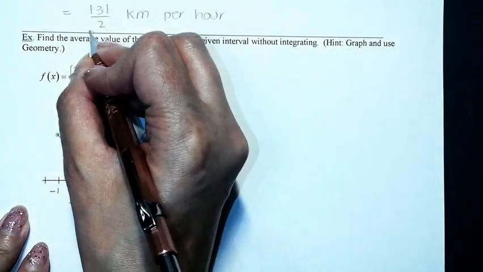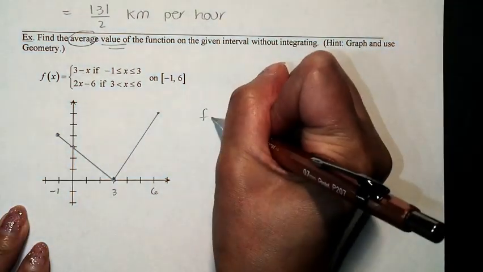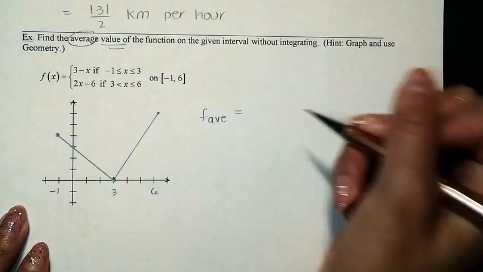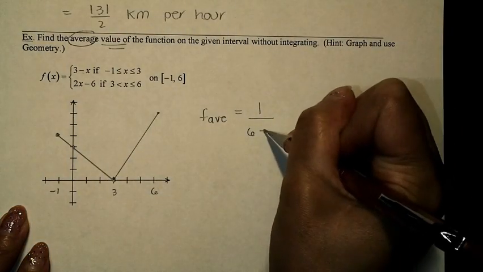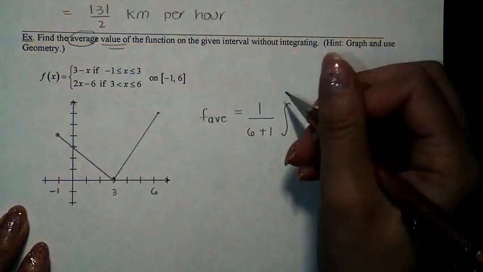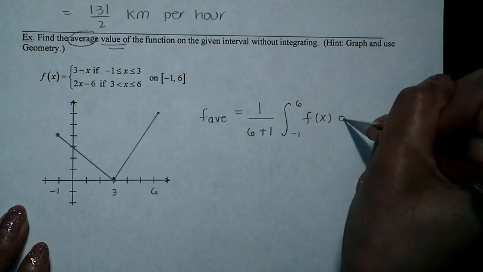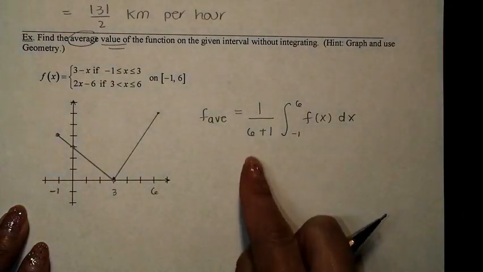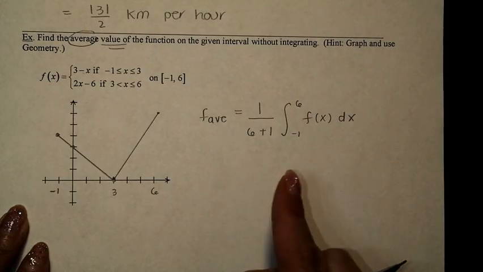So what are we going to do? They are telling you the average value. So what are they asking here? They are asking for f average. Okay, f average, you know that it's 1 over what? 6 minus -1, so 6 plus 1, integral from -1 to 6 of f of x dx. And of course you can compute that, right? But you need to split the integral again, so be very careful.